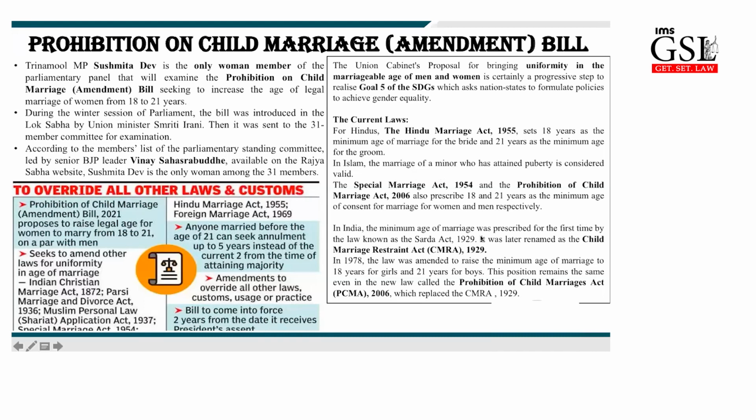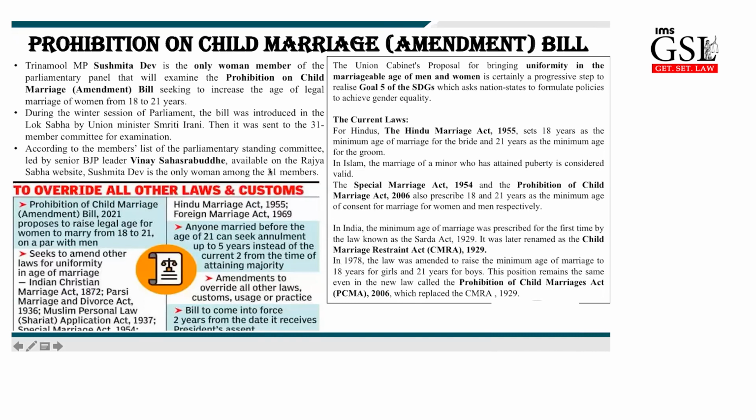In India, the minimum age of marriage was prescribed for the first time by the law known as the SARDA Act 1929. It was renamed as the Child Marriage Restraint Act, was amended, and so on. ठीक है, अब इससे ज़्यादा जानने की ज़रूरत नहीं. So yeah, that was about the prohibition on child marriage amendment bill.